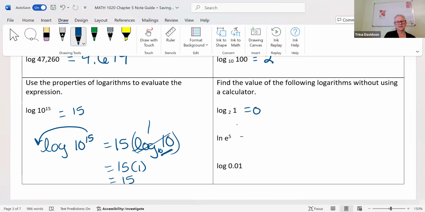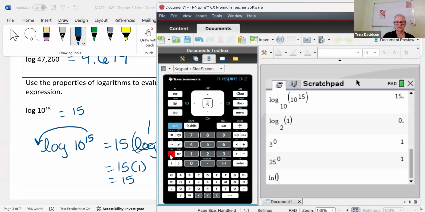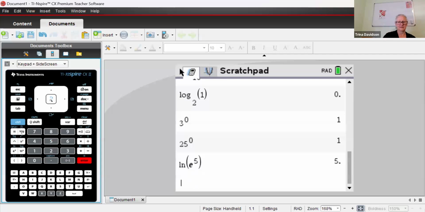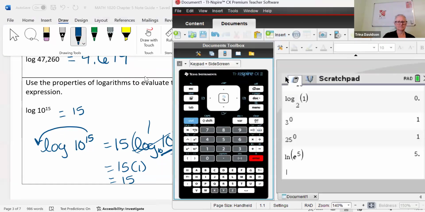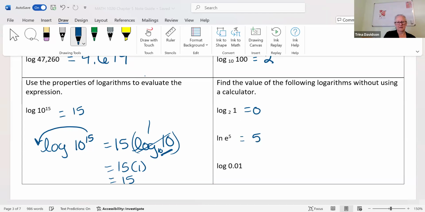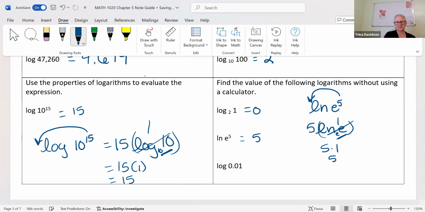The natural log of e to the 5th. So let's put that in. Again, the e is not a base, and it's the natural log. And then I typed the e to the x, and it gives us 5. What happens with that one? Again, the exponent can come out front. The base of the natural log is e, so if the base and the argument are the same, that's just 1. So it's 5 times 1, which is 5.